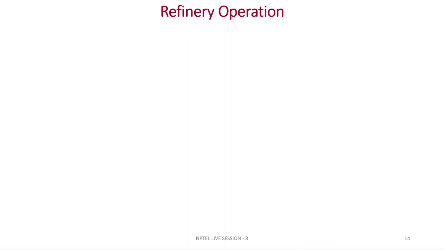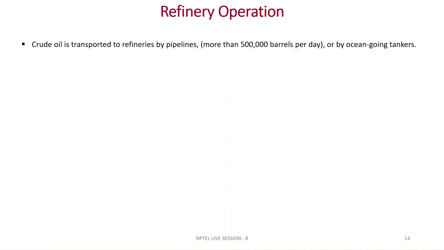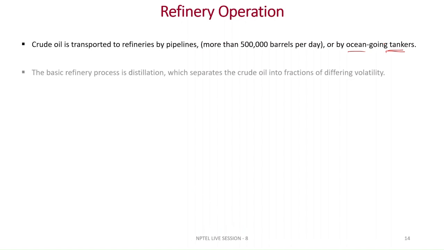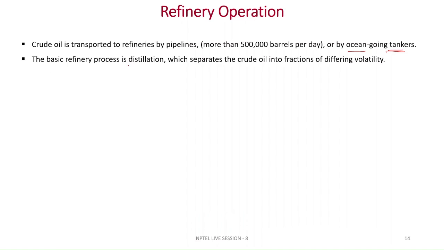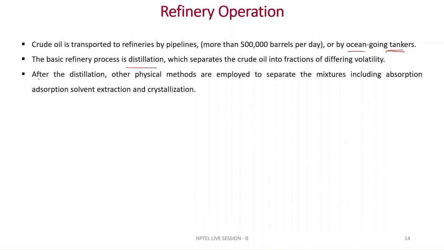So the overall refinery operation process, we can say that the crude oil is transported to the refineries by pipelines, more than 5 lakhs barrel per day, or if it is coming by means of ocean, then it comes through tankers. The basic refinery process is distillation, which separates the crude oil into fractions based on their volatility difference.